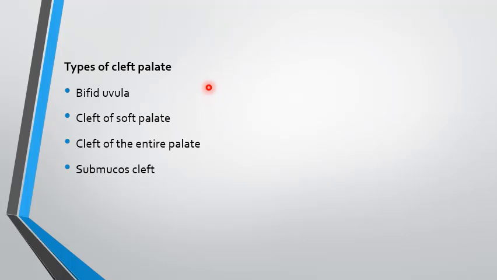The cleft palate itself, as we said, could be just a bifid uvula. Could be cleft of the soft palate only, or could be cleft of the entire palate, and it could be a submucous cleft, where we find that the mucosa is completely intact and the cleft is in the muscles and the bone.